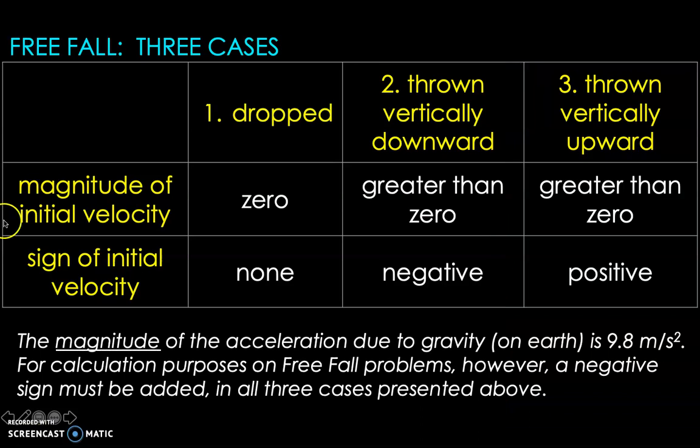Okay, what else? The magnitude of the acceleration due to gravity is 9.8 meters per second squared. Because I'm only talking about magnitude, and when you say magnitude, it's just how much or how strong, for example, the gravitational pull in this particular case.